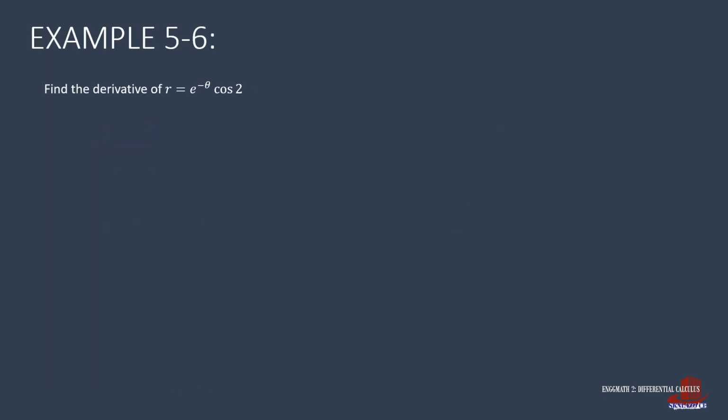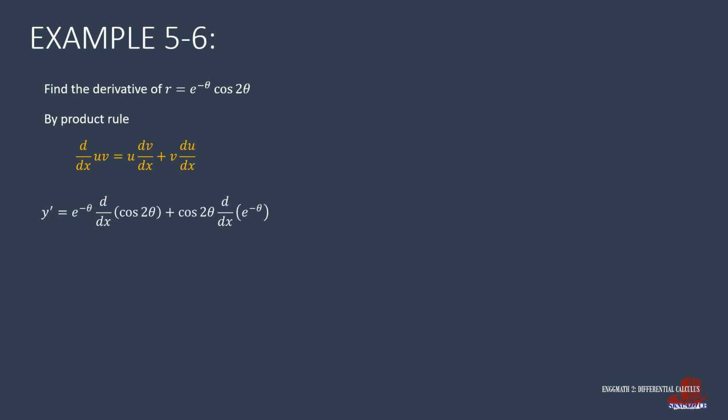The next example has r is equal to e raised to negative theta cosine 2 theta. With two terms involved, we use product rule. We start with y prime as e raised to negative theta times the derivative of cosine 2 theta plus cosine 2 theta times the derivative of e raised to negative theta. The derivative of cosine 2 theta is negative sine 2 theta times further derivative of 2 theta. And the derivative of e raised to negative theta is itself times the derivative of the exponent negative theta.